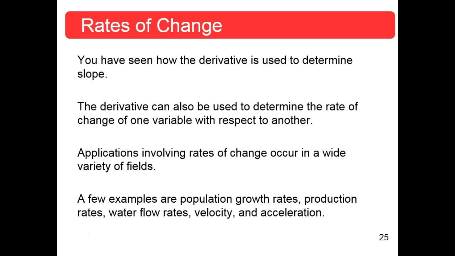So now we look at rates of change, which is why Newton wanted to find derivatives in the first place. Okay. Instantaneous rates of change. We have seen how the derivative is used to determine a slope. The derivative can also be used to determine the rate of change of one variable with respect to another. Hang on to that thought.